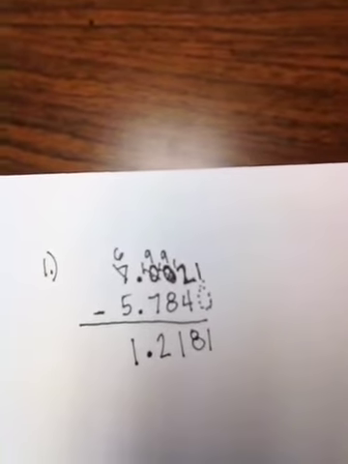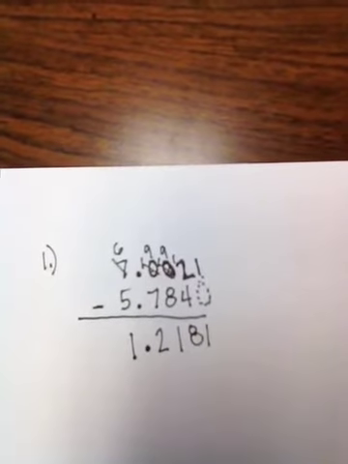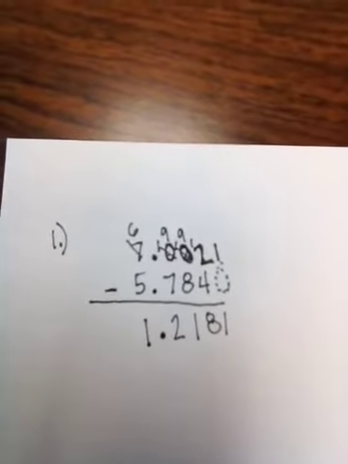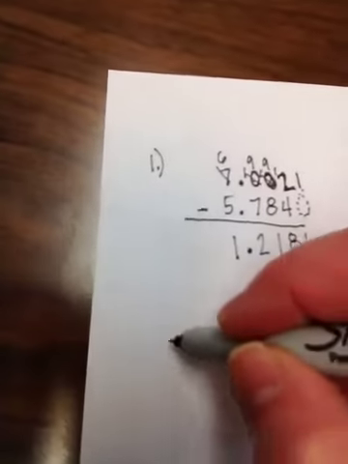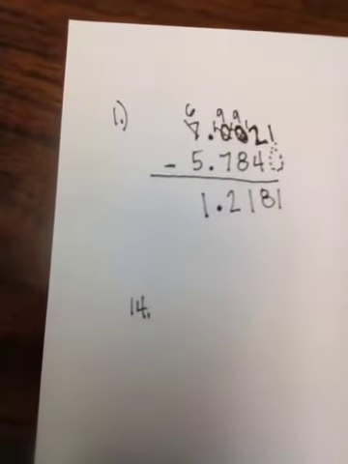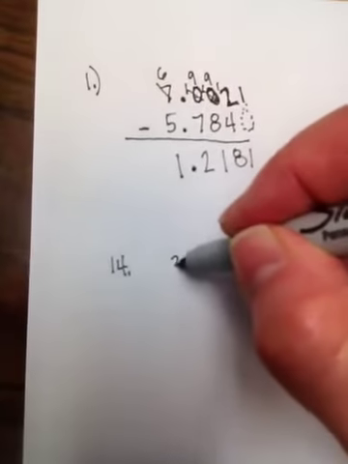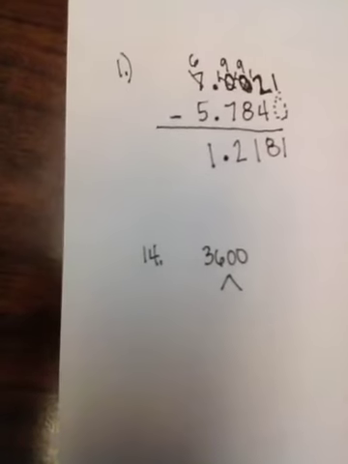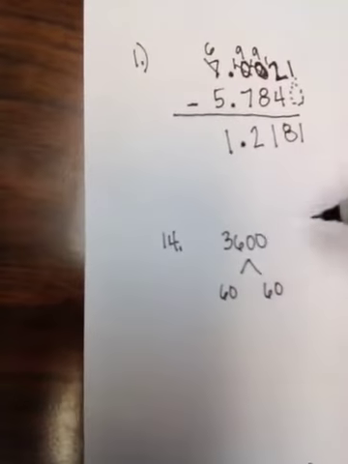The rest should be pretty easy. Prime factorization will be in there. You know how to do prime factorization, but they're going to ask for it in exponents. If you look at 14a, it says write the prime factorization of 3600 using exponents. The first thing I'm going to have to do is factor down 3600. What times what is 36? Well, 6 times 6, so 60 times 60 would be 3600.